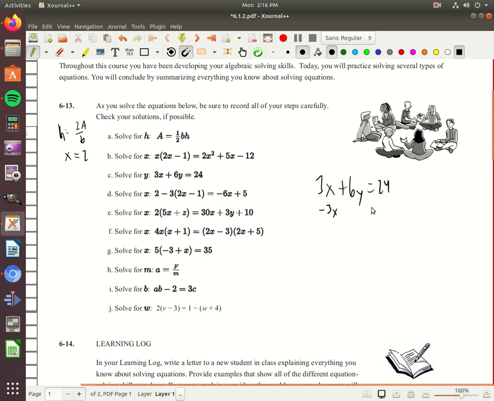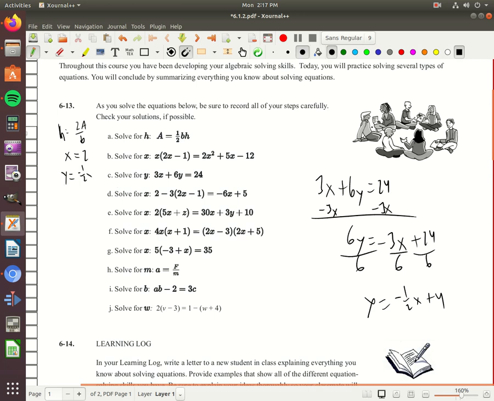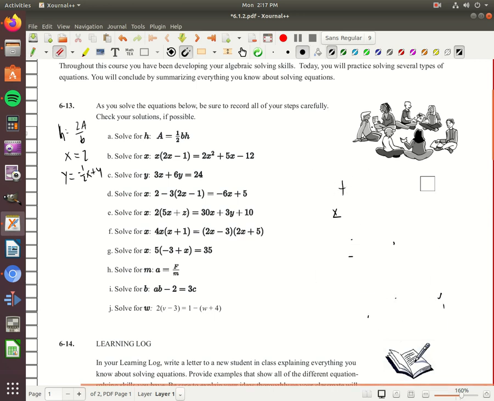All right, so 3x plus 6y equals 24. I'll subtract 3x. I will get 6y equals negative 3x plus 24. Divide by 6. Obviously, I get negative 1/2 x plus 4 once I simplify that. So negative 1/2 x plus 4. Let's go to D.